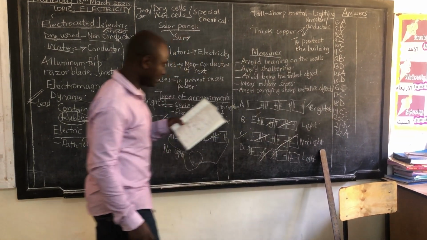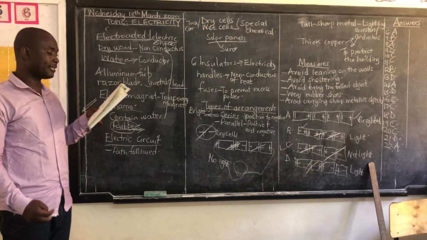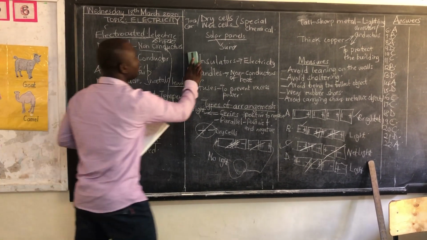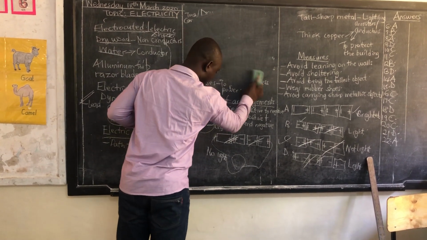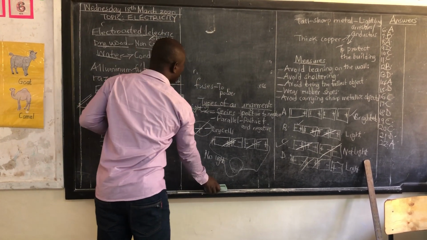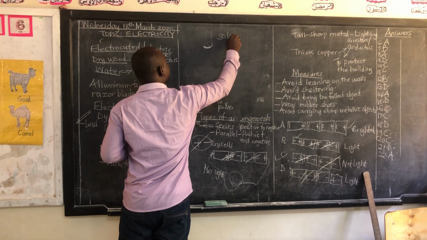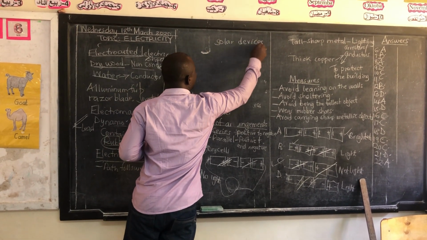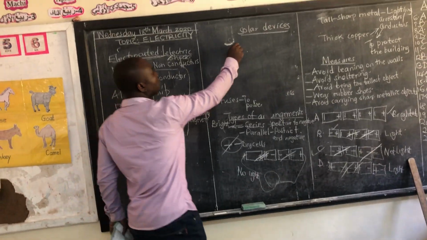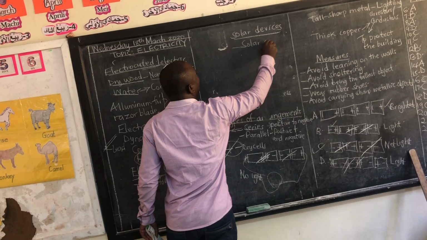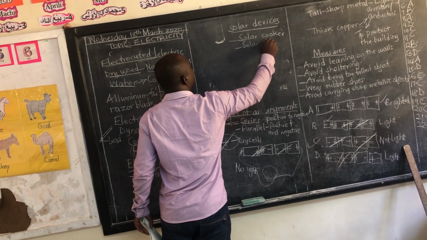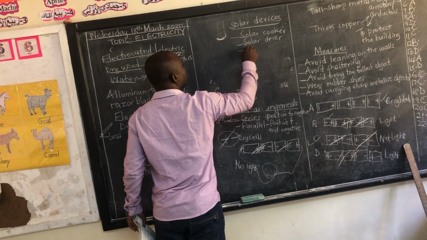In number 23, the following can produce electricity except, where can we get electricity from? In A, we have solar dryer. We have some of the solar devices. These ones are some of the devices that use solar energy from the sun. We have one called solar cooker. We have solar dryer. And we have solar heater.